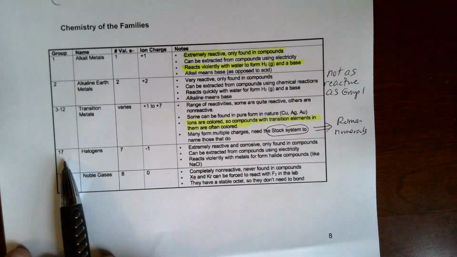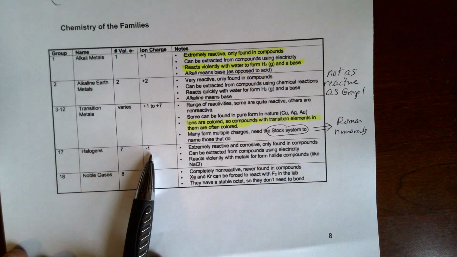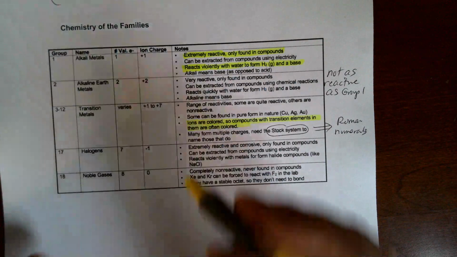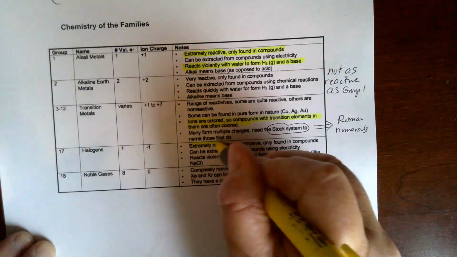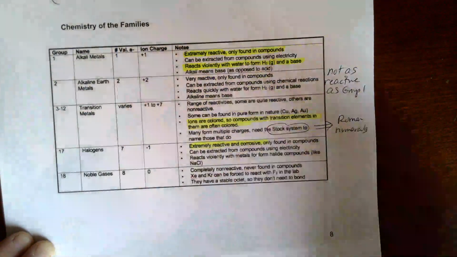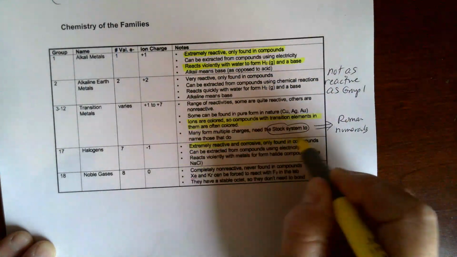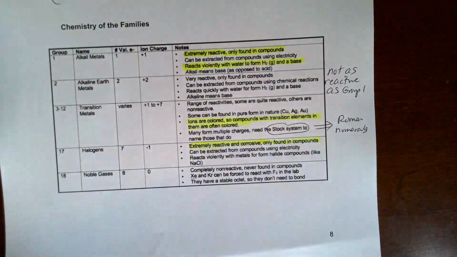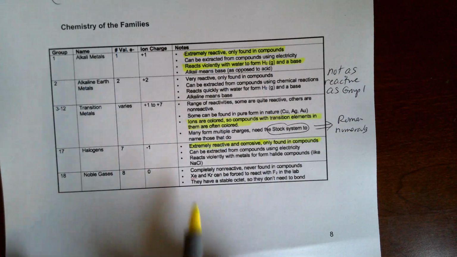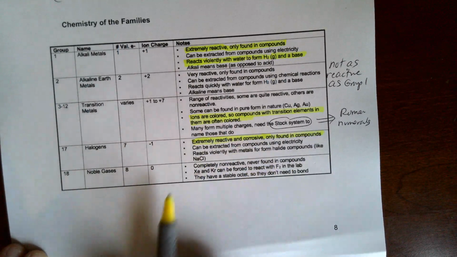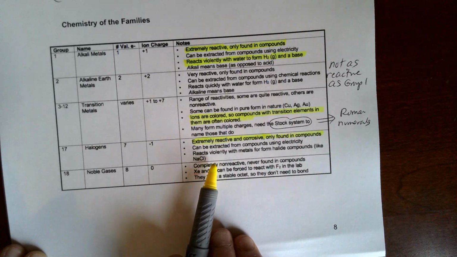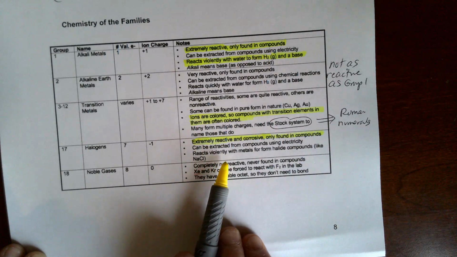Halogens are group 17. They have 7 valence electrons. They tend to form an ion charge of -1. They are extremely reactive and corrosive. They are only found in compounds. You're not going to find them in their elemental form unless humans intentionally make them so, because we can extract them from their compounds using electricity. They will react violently with metals to form halide compounds like sodium chloride.